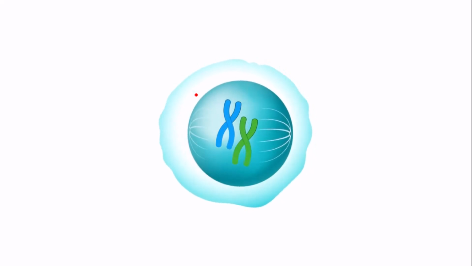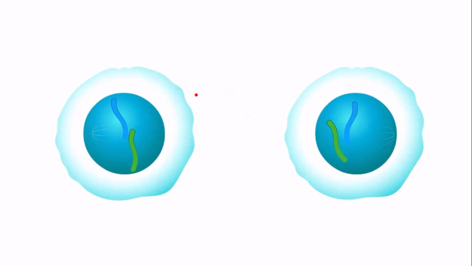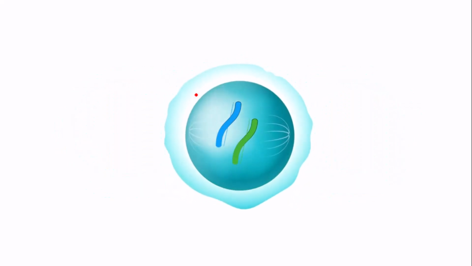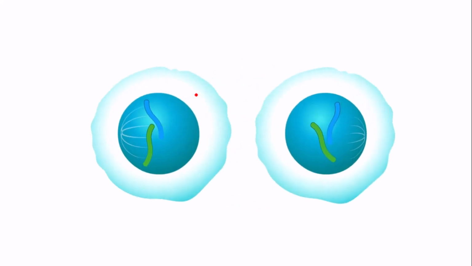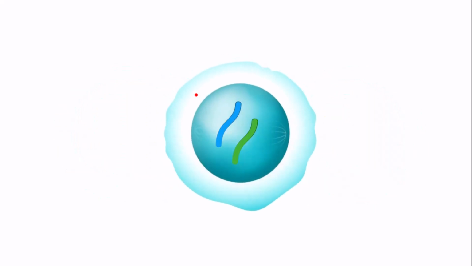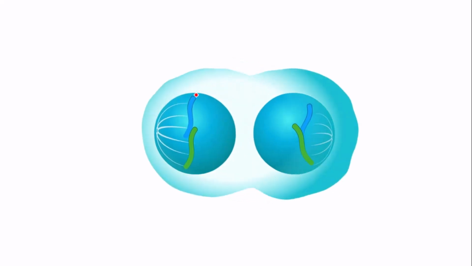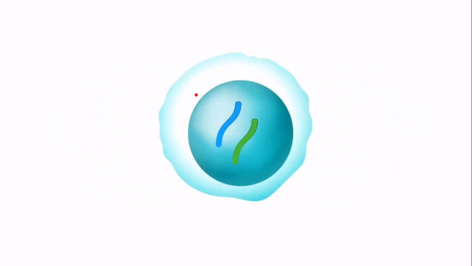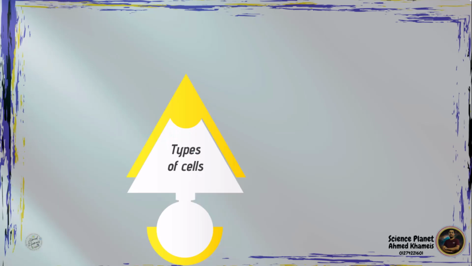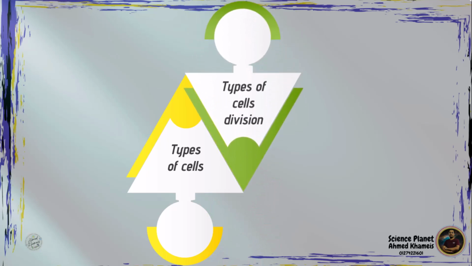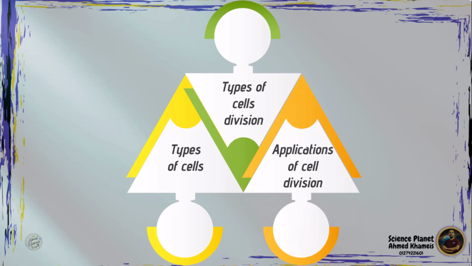Meiosis is involved in sexual reproduction, while mitosis is involved in asexual reproduction and somatic cell maintenance. In this lesson, you will learn about the stages, mechanism, and regulation of cell division, as well as the differences and similarities between mitosis and meiosis. You will also explore some of the applications and implications of cell division in biology, medicine, and biotechnology. First, we discuss the types of cells, and then we talk about the types of cell division, and then we see some applications of cell division.